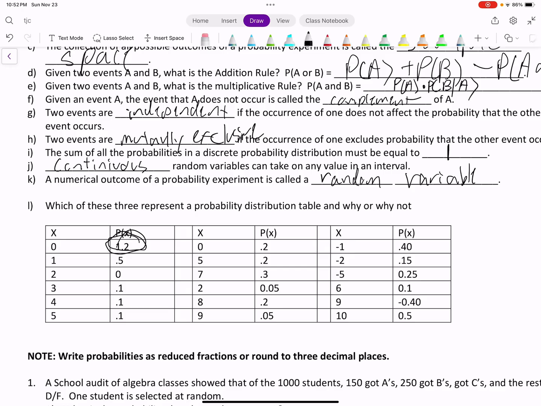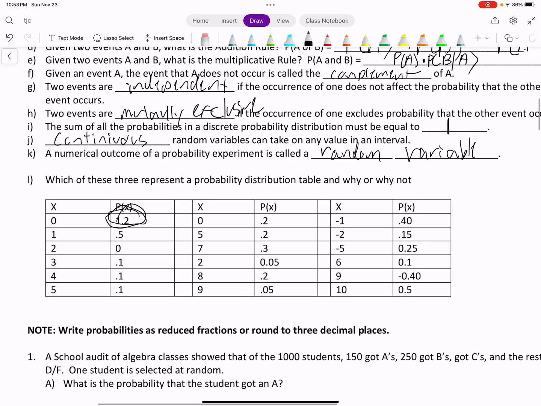The next table, each individual probability is fine. None of them are less than 0. None of them are greater than 1. So let's just see if they sum to 1 then. That's the only thing that might fail. So this is 0.4. 0.4 plus 0.3 is 0.7. Plus 0.05 is 0.75. Plus 0.2 is 0.95. Plus an additional 5% is 100%. So this adds to 1. So this guy checks. This is a probability distribution table.